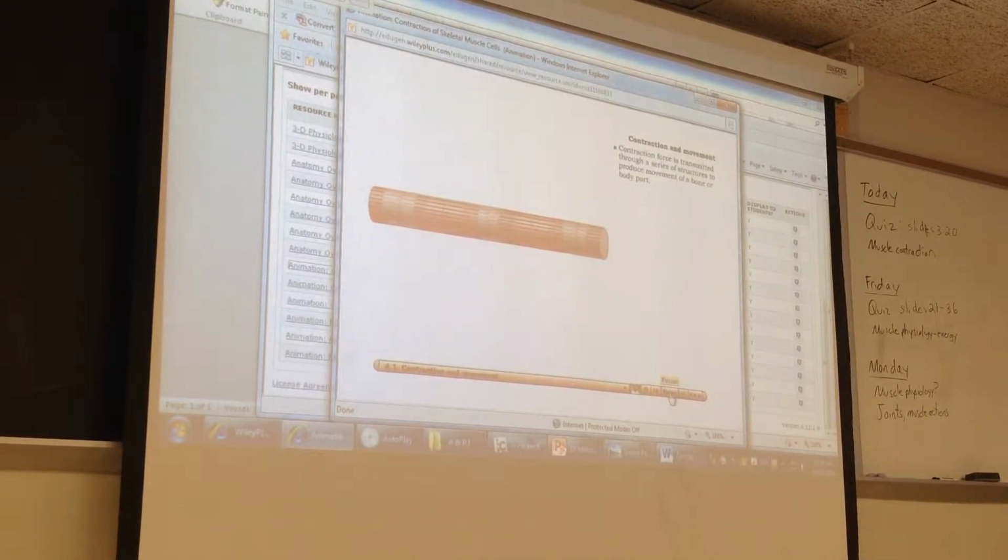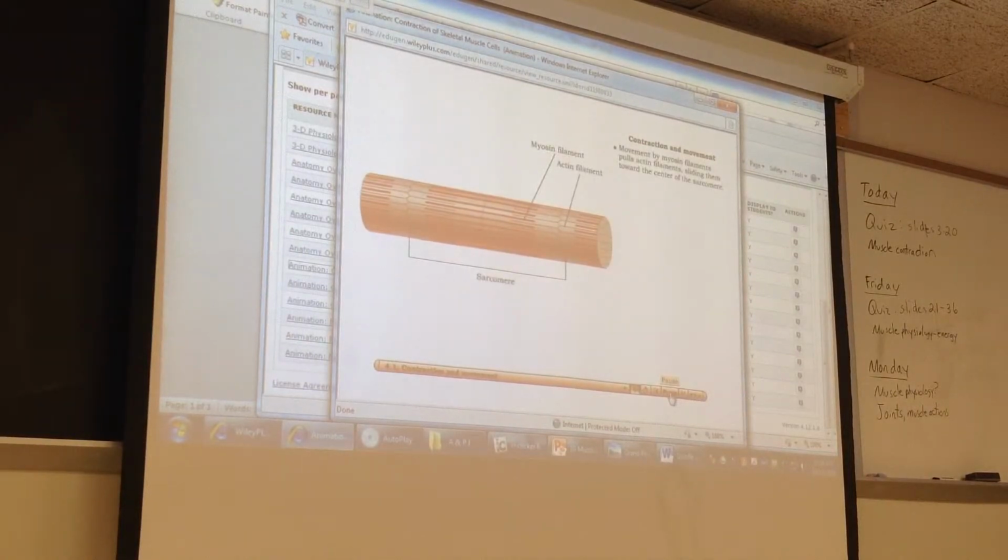By the way, there's an error here. See if you can catch what's going on. Movement on the myosin filaments pulls actin filaments, sliding right toward the center of the sarcomere.